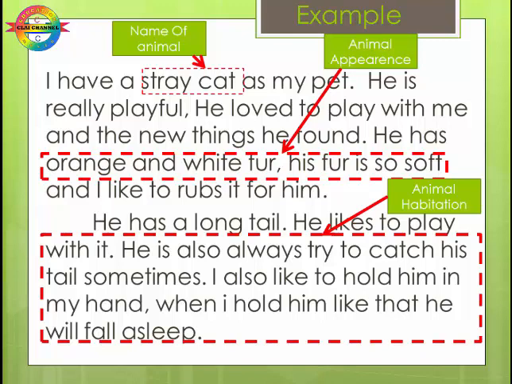He likes to play. He is also always trying to catch his tail sometimes. I also like to hold him in my hand. When I hold him like that, he will fall asleep. This is what animals do and what the owners of animals usually do.